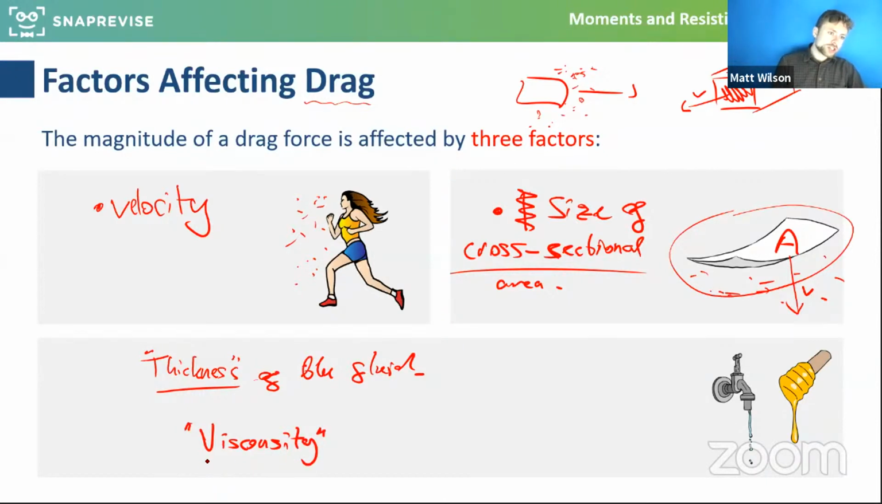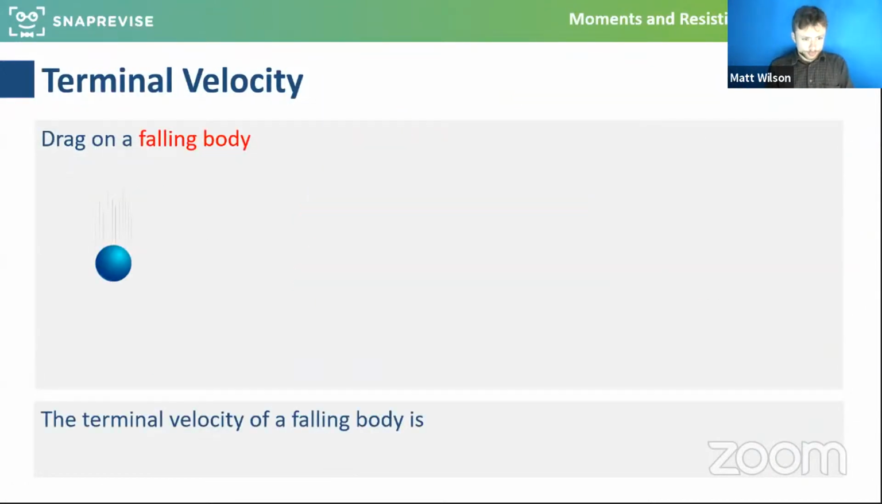So the more viscous a fluid is, the less easily it flows and the less easy it is to move through it. So honey is very viscous and air is barely viscous at all. Okay, so last part of learning for resistive forces before we have a go at some questions. We're going to talk about a concept called terminal velocity.